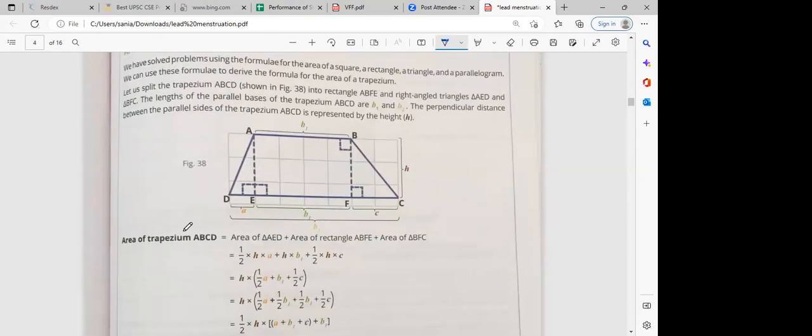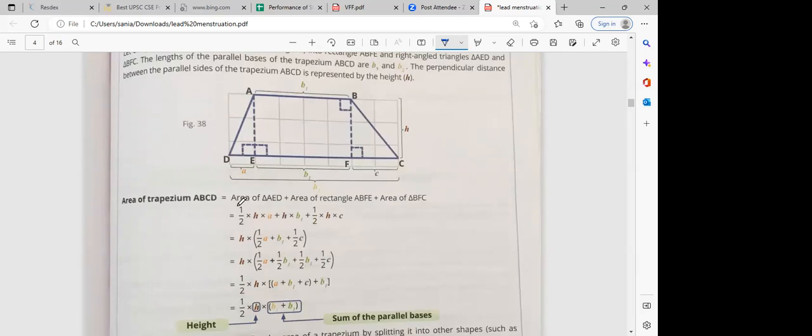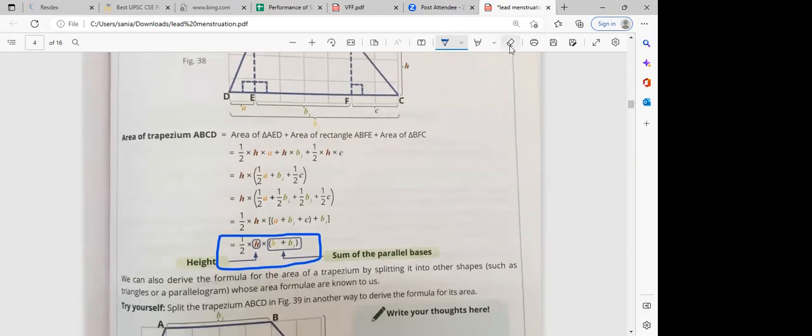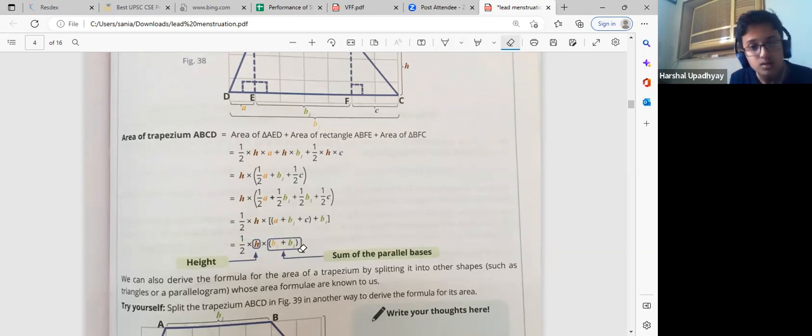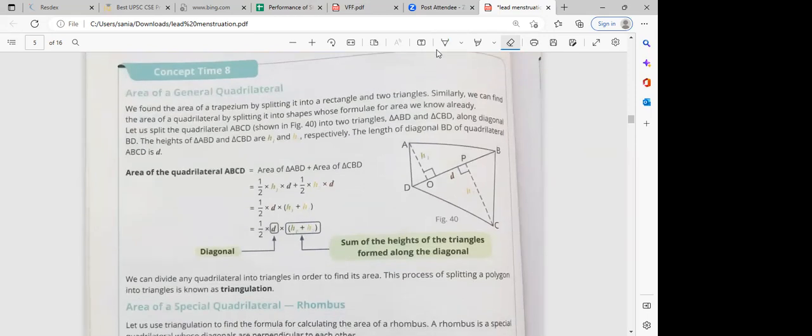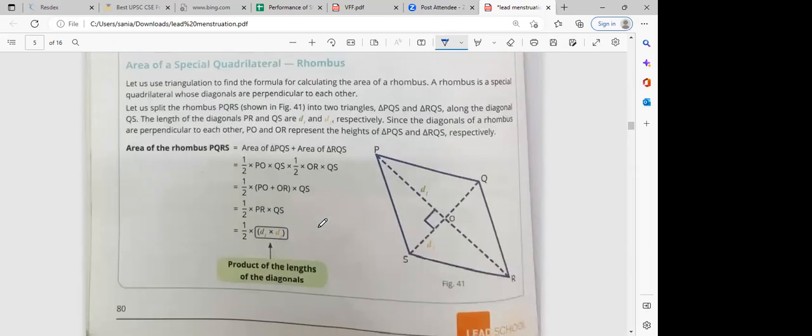After this, you will write area of trapezium, which is half h into b1 plus b2. Oh, sorry, b1 plus b2 it is. So you have two bases, base 1 and base 2. Then area of general quadrilateral is half into d, which is the diagonal, into the heights h1 plus h2. You will write diagonal, and h1 and h2.